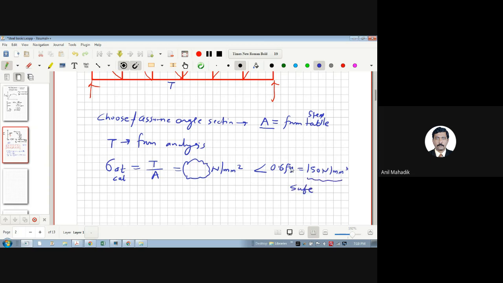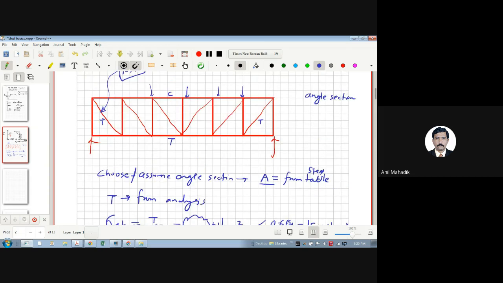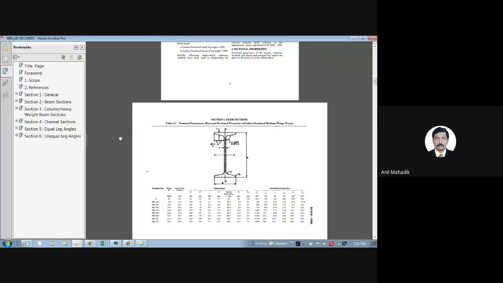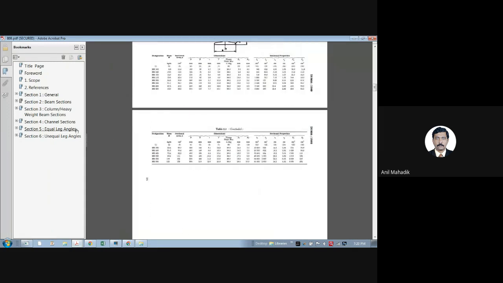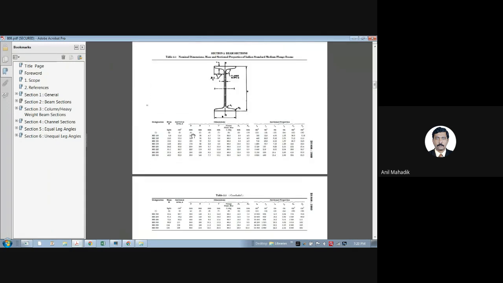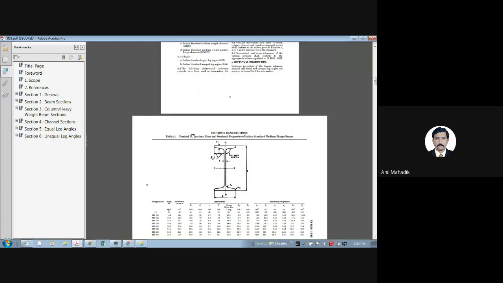If it is more than 150, what will you do? You will choose a higher section with higher area, right? Isn't it? Now let's try one angle from the steel table. IS 808 is the steel table. This is the steel table we have. IS 800 is for the stress calculation, the permissible stresses required for the design, and IS 808 is a steel table.